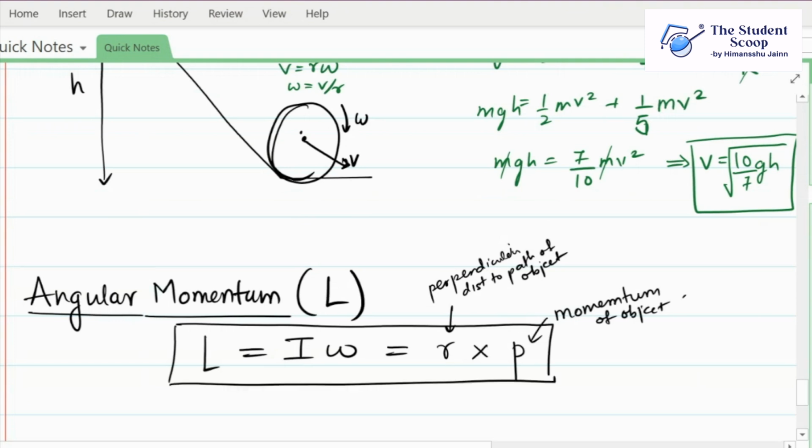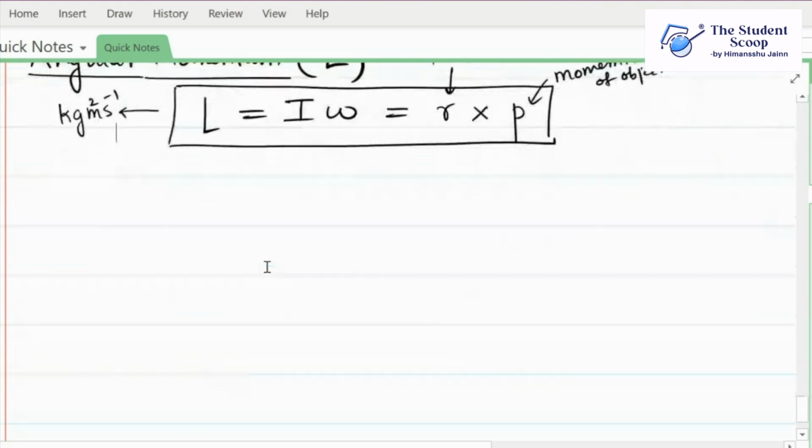Is this clear, guys? This is the angular momentum. What is the unit of angular momentum? The unit for momentum is kg meter per second. So this is kg meter square second raised to minus 1. That is the unit, you can say. Now, what is unique about angular momentum? For example, if this is the axis of rotation, and the object is going in this direction, it has a velocity.